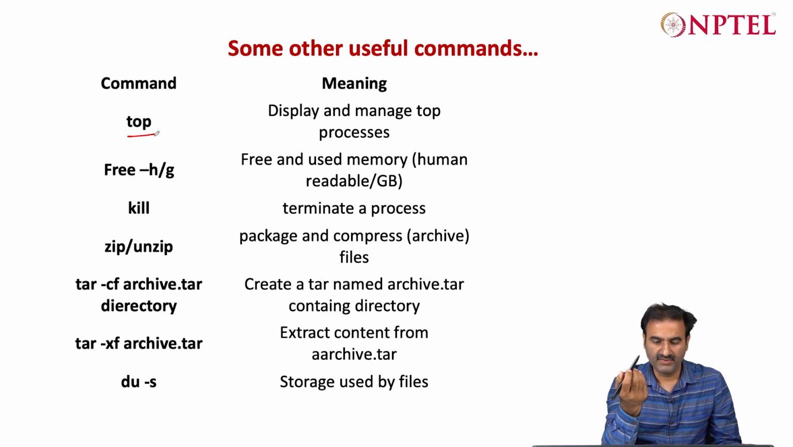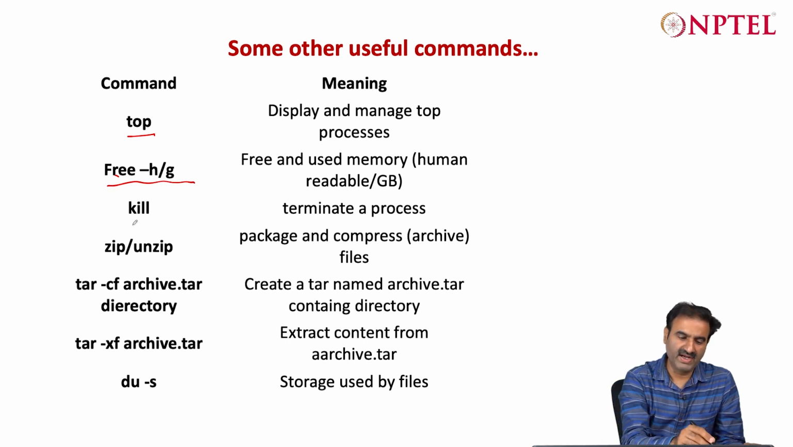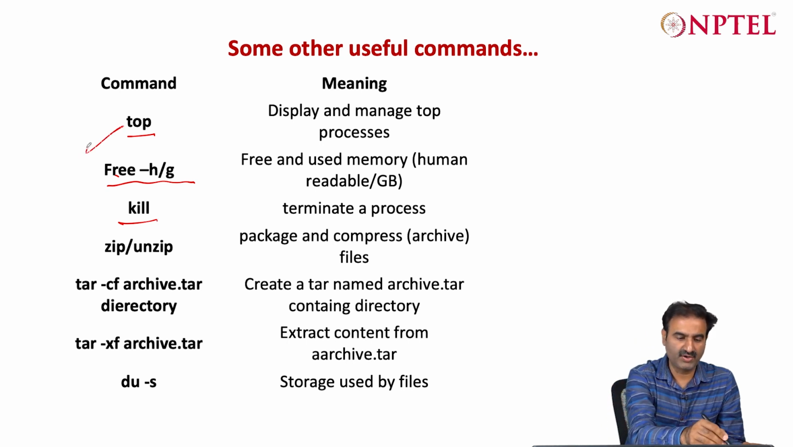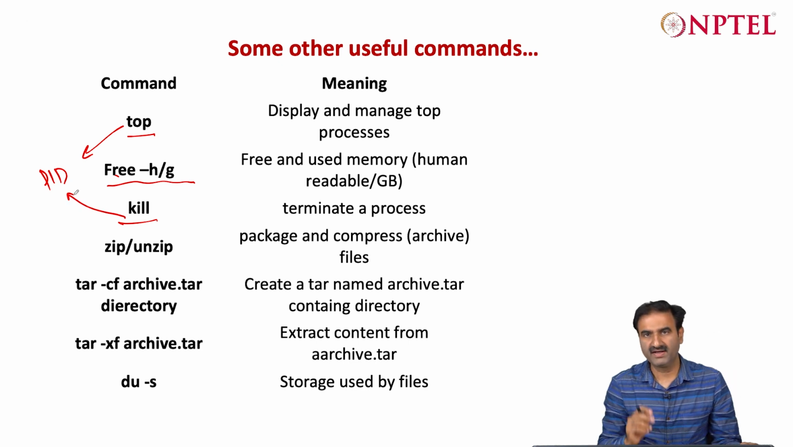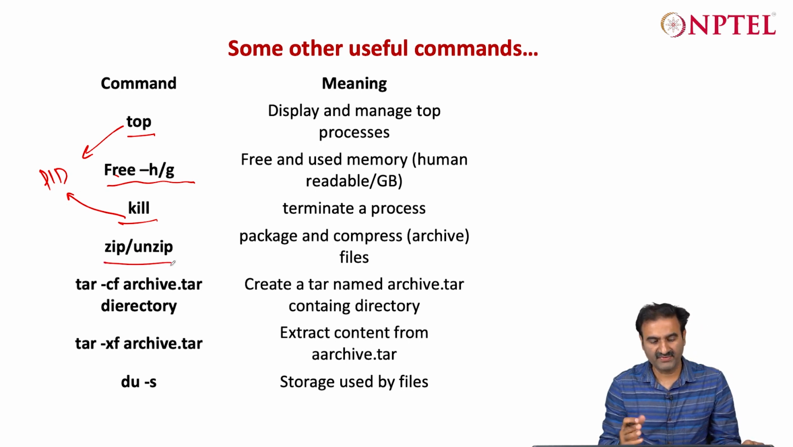Now if you want to check memory, like there is some memory which is idle, you can say free -h, or -g. To kill a process, you can say kill and the PID you will get from here. Top will give you the PID, and that PID you will use with kill -9 and that PID, or just kill that PID. Okay, to compress and uncompress, you use zip and unzip, which are available.